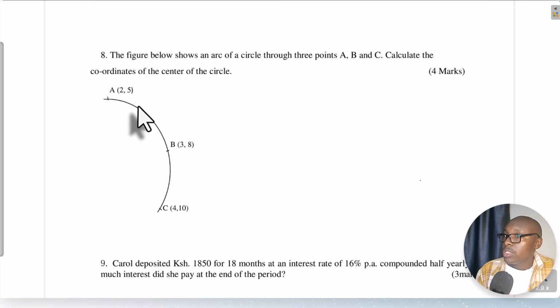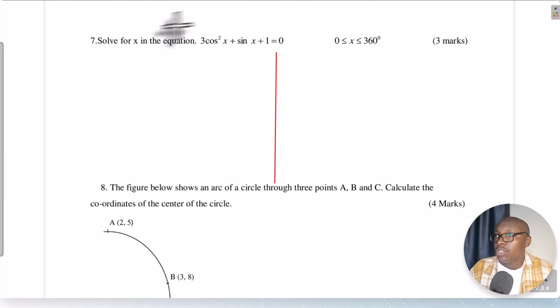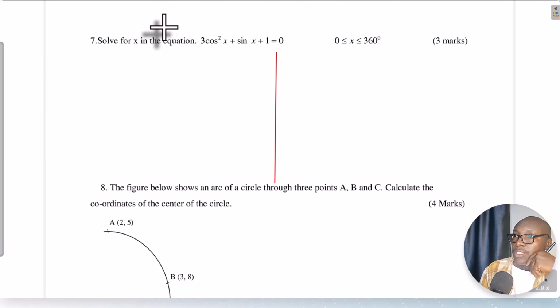So the next question is question 7. Question 7 is a question on trigonometric equations. You're supposed to solve for x in this equation: 3 cosine squared x plus sine x plus 1 is equal to 0.